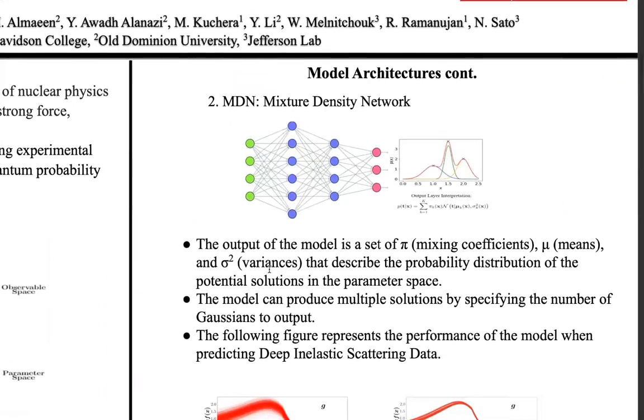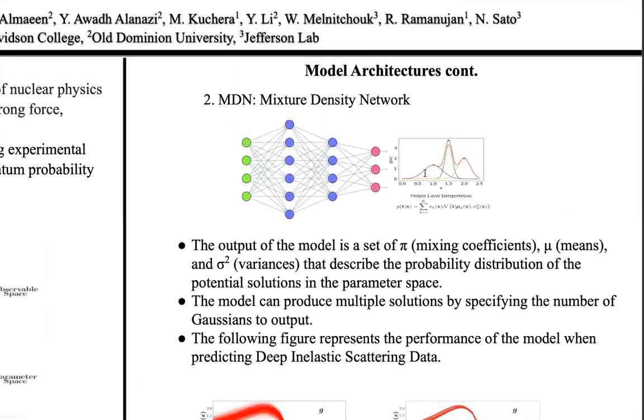Moving on, we use a mixture density network. A mixture density network is a specific network that instead of outputting one solution for a cross-section, outputs the whole solution space. So what it outputs is a mixture of Gaussians, as can be seen here, which is a set of pi, mu, and sigma squared coefficients that describe the probability distribution of the potential solutions in parameter space. We can then sample those Gaussians, so for example, those 3 Gaussians here, and get 3 different solutions with their respective probability of existing.